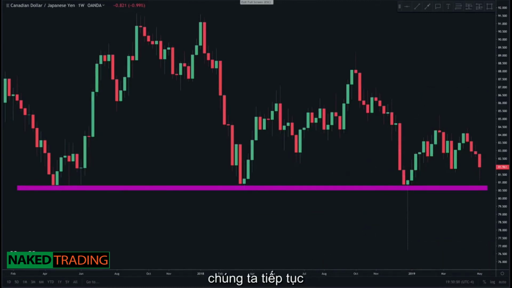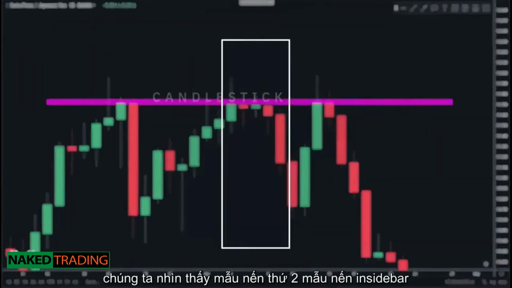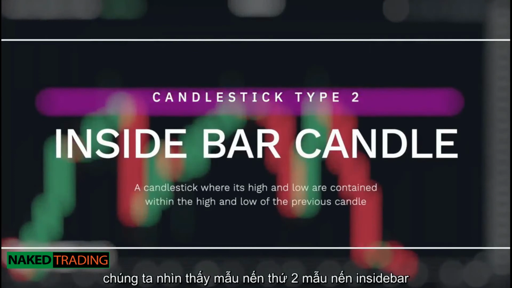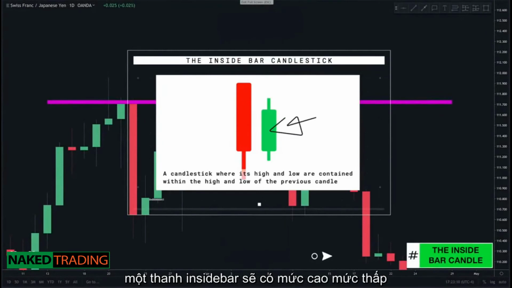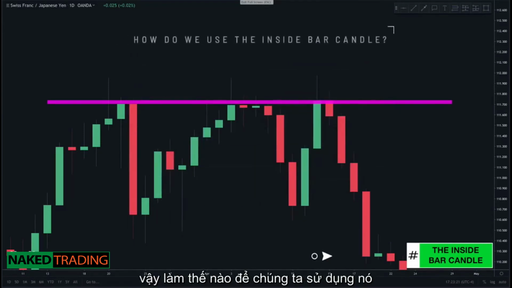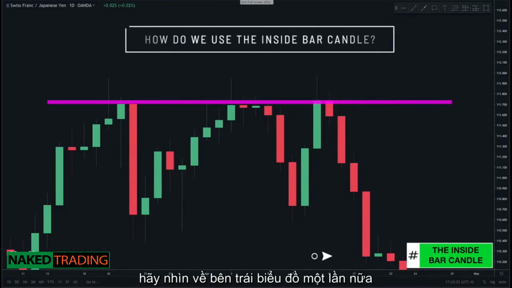Now moving on. So the second candlestick type we look for is the inside bar. This here is what an inside bar looks like, where the high and the low of the candle is completely inside of the high and the low of the previous candle, which shows momentum loss. So how do we use this candle type?